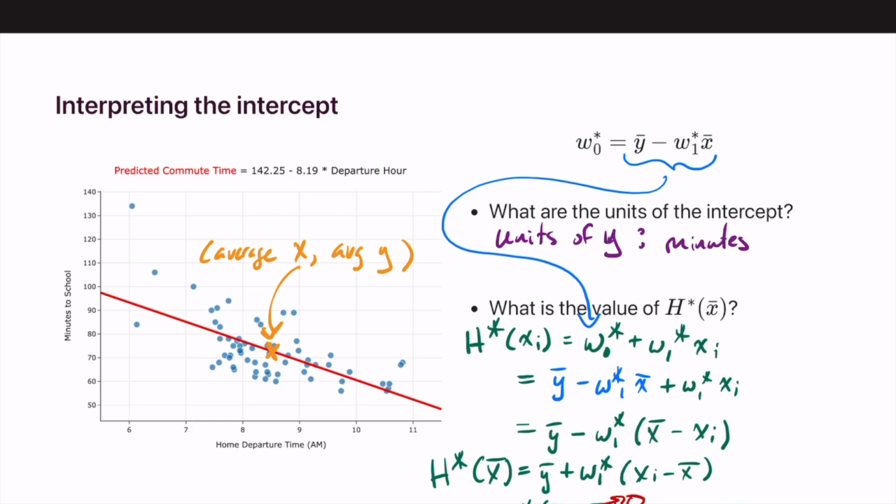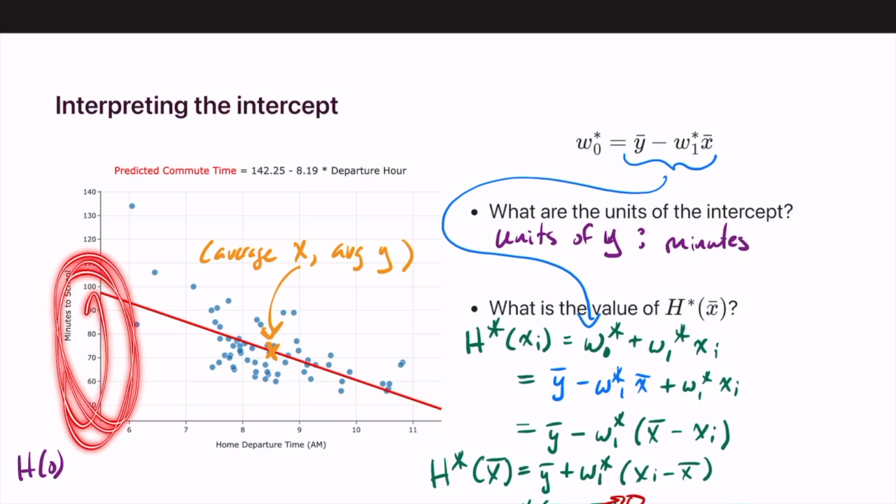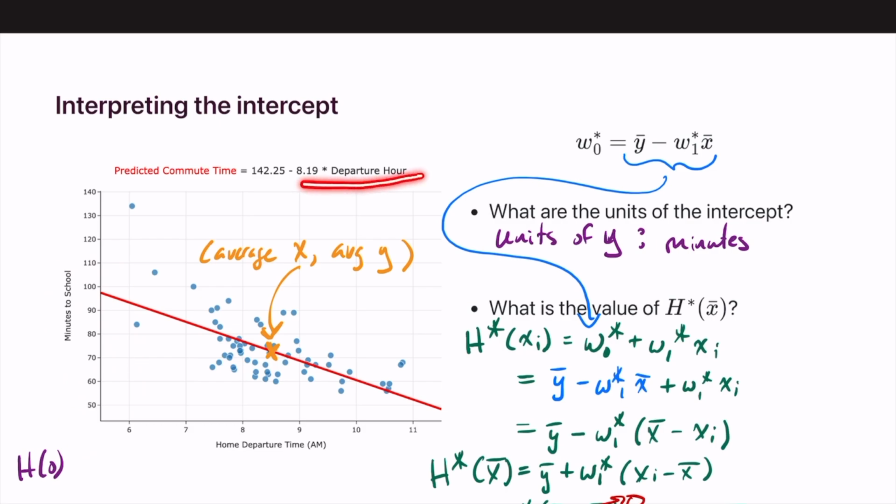Now another important thing to note about the intercepts is when we plug in, let's do this in purple, h sub 0. What does that give us? Remember, we really care to think about what happens when we're at 0 on the x-axis. So the departure hour is 0, and for this data set, that's when our departure time is at midnight.